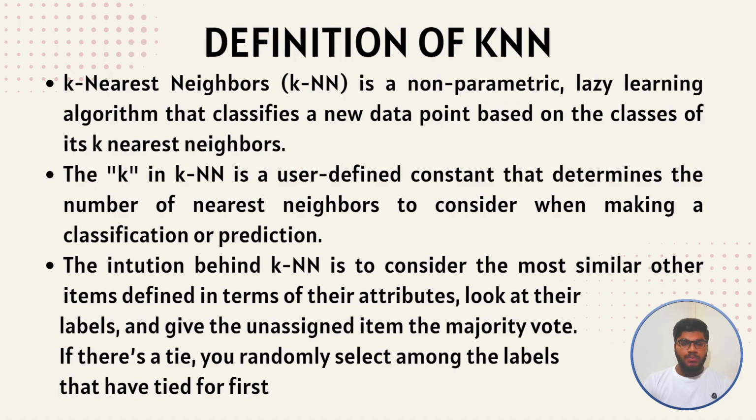The intuition behind the KNN is to consider the most similar other items, defined in terms of their attributes, look at their labels, and give the unassigned item the majority vote. If there is a tie, you randomly select among the labels that are tied for first. So this is the basic overview of the KNN.